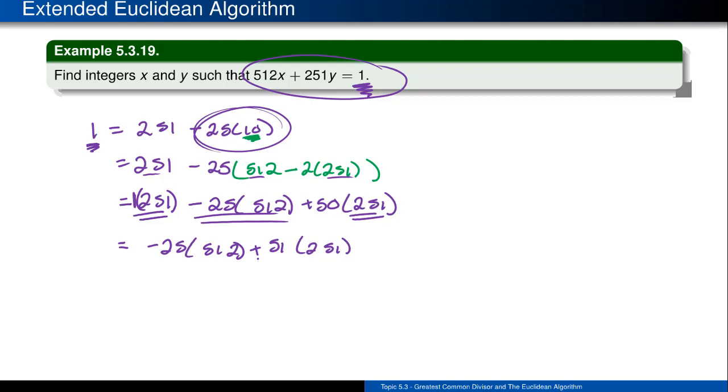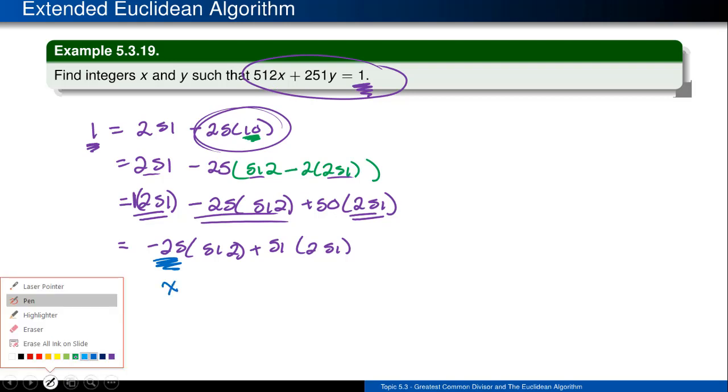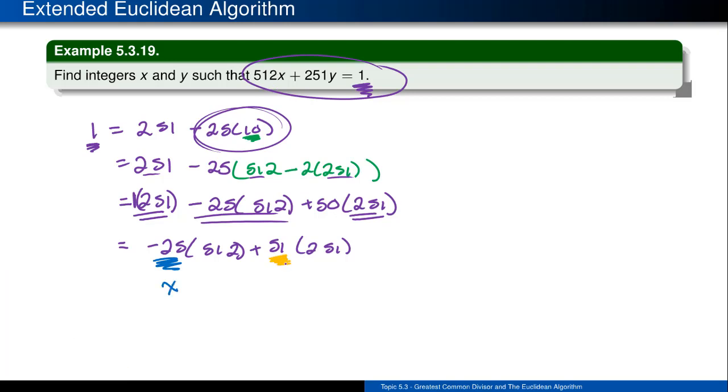So you can see that this is exactly what I wanted to see. I have some number. So in this case, what do I have? I have the negative 25 multiplied by 512, so that's going to become my x. And then on the other side, I'm going to have this other number, in this case 51, which is going to be multiplied by my 251, so that's going to become my y. So letting x equal negative 25 and y equaling 51 is going to solve this equation that I have up above. And that's a really nice thing to see.